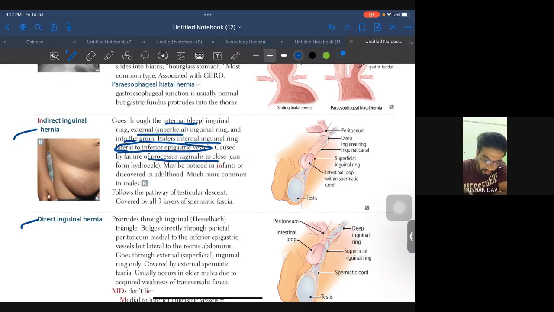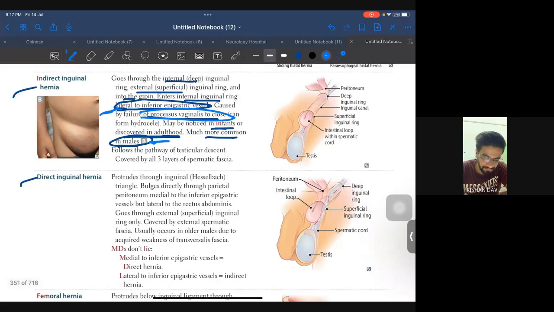So these two points may be noticed in infants or discovered in adulthood, much more common in males. All these points that I told you will be given in the question. You don't have to find out what type of hernia they're talking about. If they want to ask you about indirect, you have to remember it is lateral to the inferior epigastric vessel. It passes through both the internal and external, that is deep and superficial ring. That is caused by the failure of processus vaginalis to close and is much more common in males. These are all the points that are important for indirect.